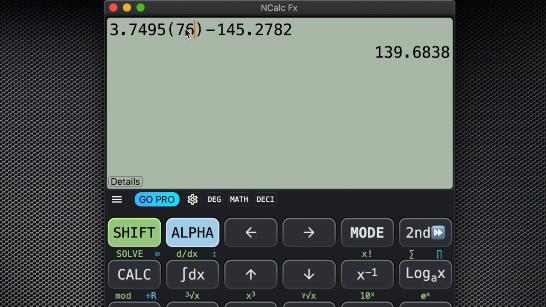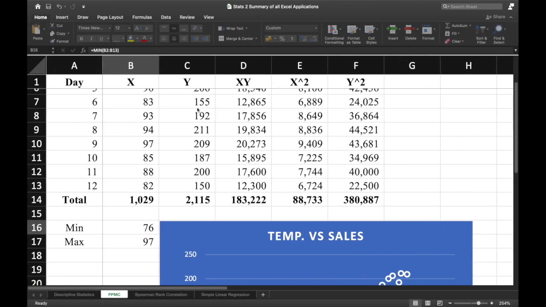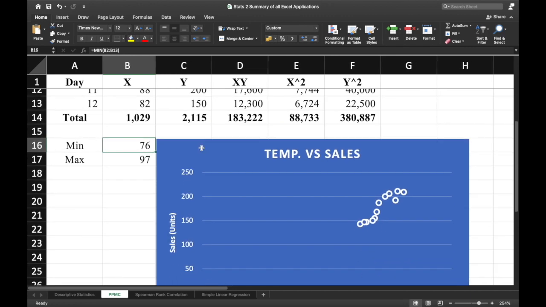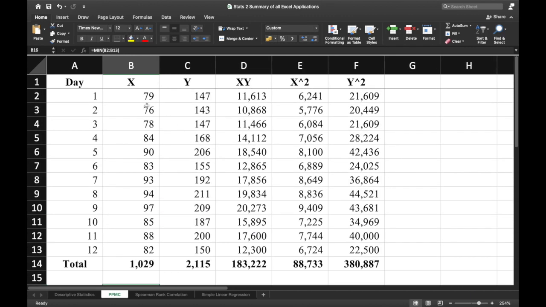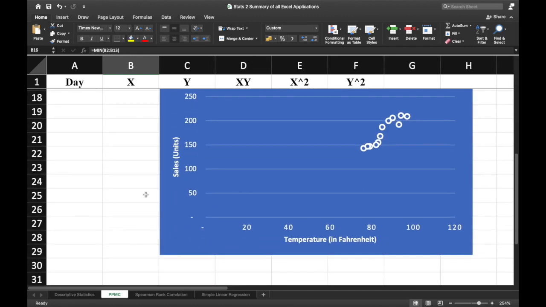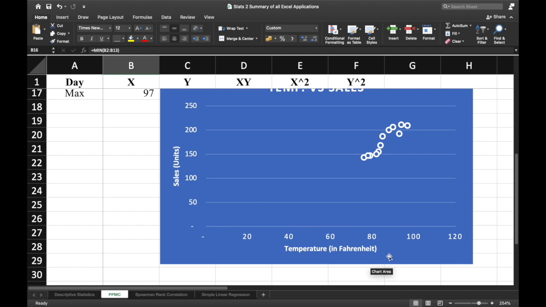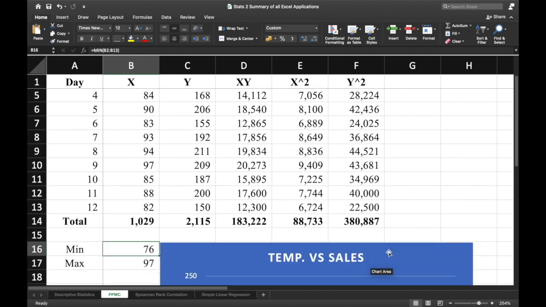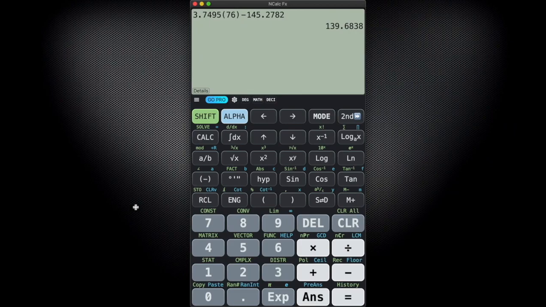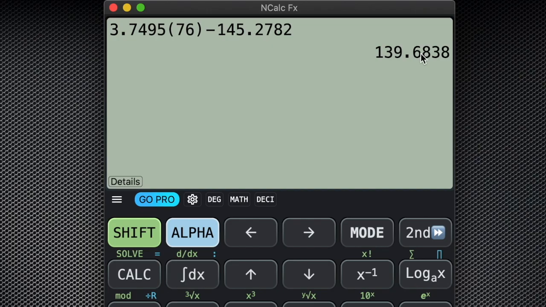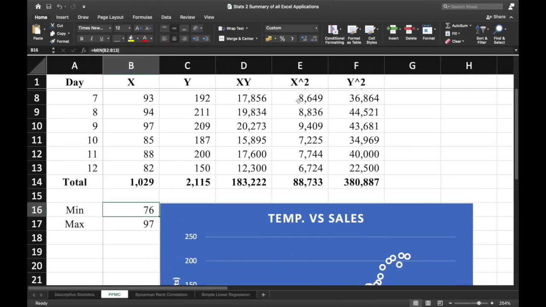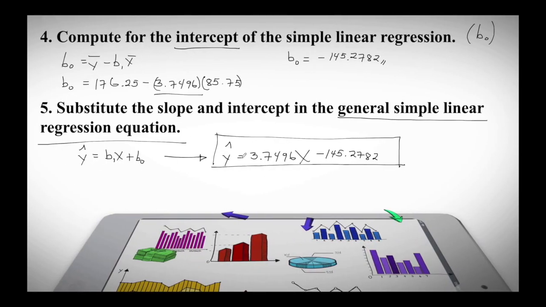If 76 ang value ng x natin, what is the x nga? Again, x is 79, 76, 78 hanggang 82. That is the temperature. Okay, if ang value ng temperature natin is 76 degrees Fahrenheit, the sales daw will be 139.6838. Nasaan siya ngayon? Check natin, 139.6838. Nandito po. Let's have our graph.